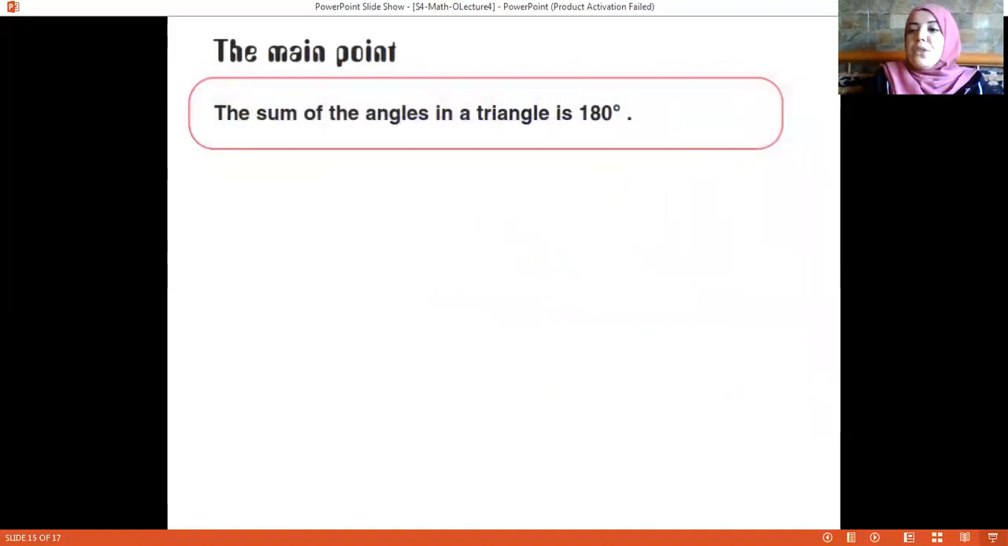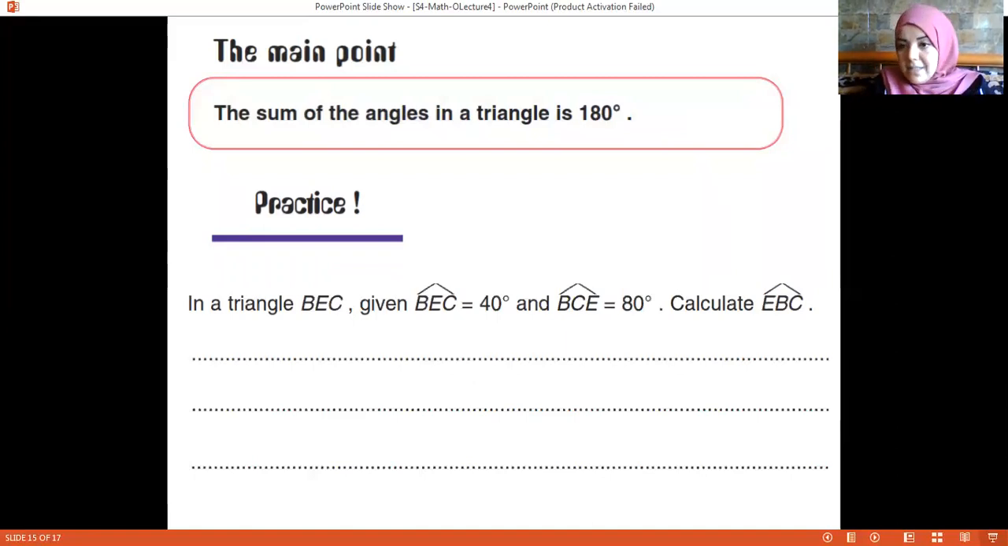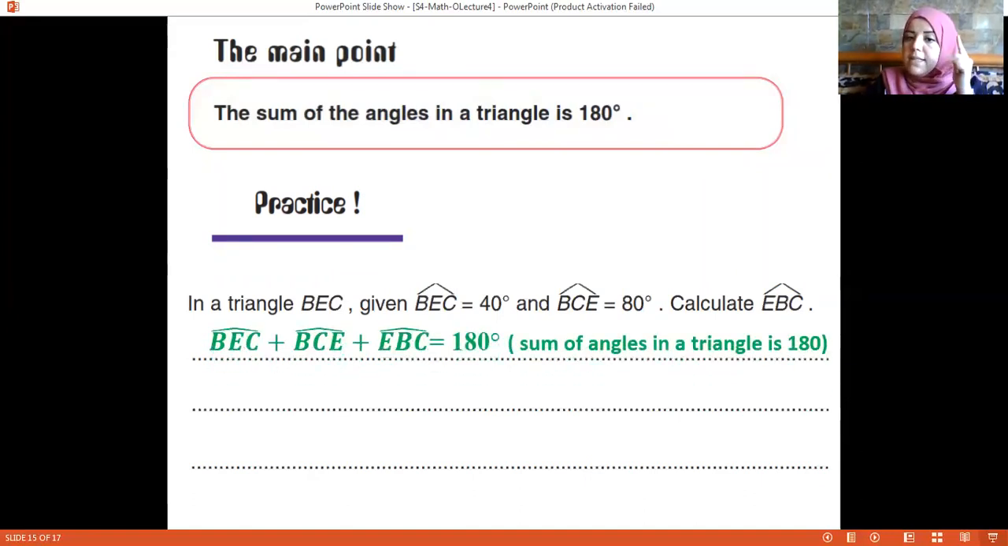So now let us go for the fourth objective, and the last one for this video, which is when we need to calculate the missing angle in a triangle. But before we start, we need to know that the sum of angles in a triangle is 180. So in a triangle BEC, okay, we are given that the angle BEC is 40 and the angle BCE is 80, and we need now to calculate the third angle, which is EBC. First of all, you have to write BEC plus BCE plus EBC equals 180, because we already learned that the sum of angles in a triangle is 180.